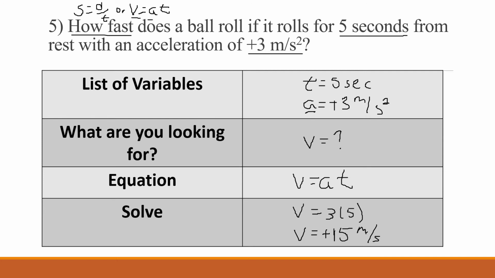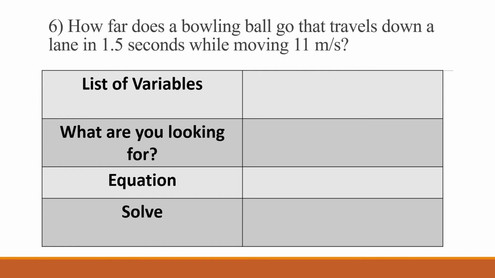This is how it works, always. You read the problem, you make a list of variables, you figure out what you're looking for, you pick the equation, and then you plug in. How far? Now we're looking for distance. But I don't know which equation. I have 2 equations to pick from.